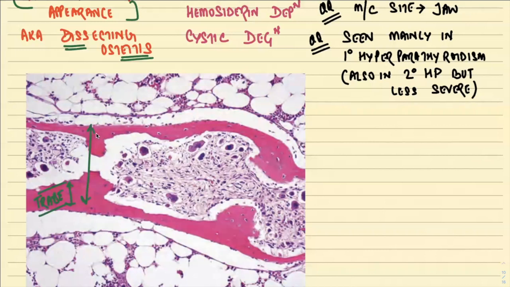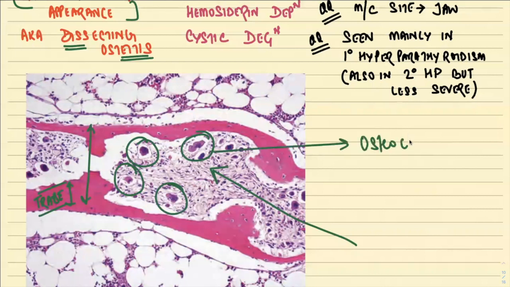Normally, this entire thing is pink in color. But in between, what has happened? What is this? This is a mass of tissue. What are these cells? These multinucleated cells. These are the osteoclasts.